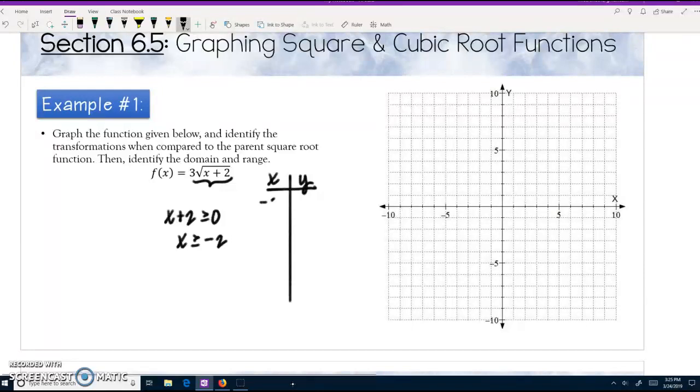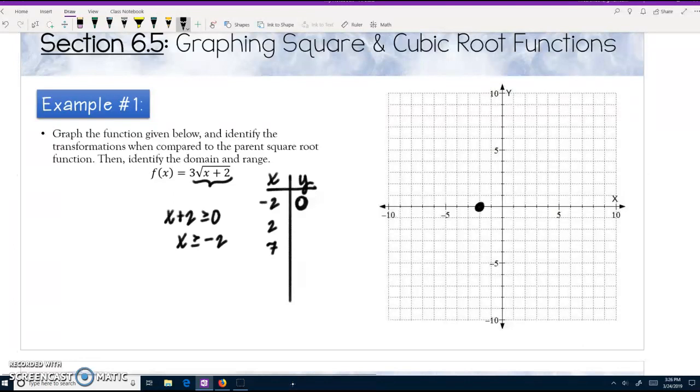So to plug in, let's do -2. Let's also do 2, and then let's do 7. And we'll have a pretty good shape of the graph from there. So if I plug -2 into this operation, the square root will become 0. Multiply that by 3, I'm still going to get a 0 out. So that point will be -2, 0. I can plot a point right there.